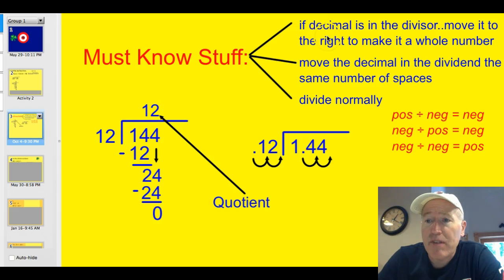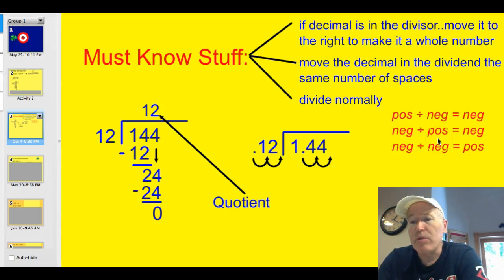If the decimal is in the divisor, move it to the right to make it a whole number. Then move the decimal in the dividend the same number of places. Go ahead and divide normally, and then when you're done, deal with the positives and the negatives. Keep in mind, a positive divided by a negative will give you a negative. A negative divided by a positive will give you a negative, because different signs will produce a negative answer. However, if it's a negative divided by a negative, same signs will give you a positive answer. I didn't put it down there, but of course a positive divided by a positive is also a positive answer.